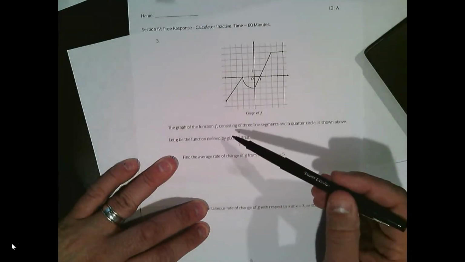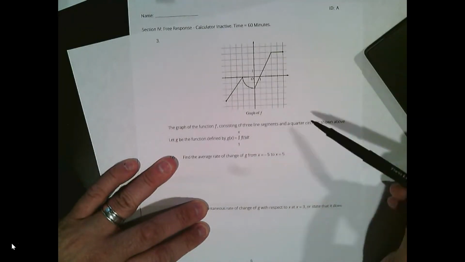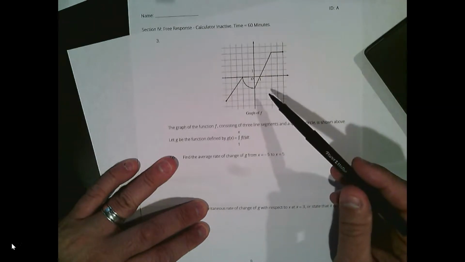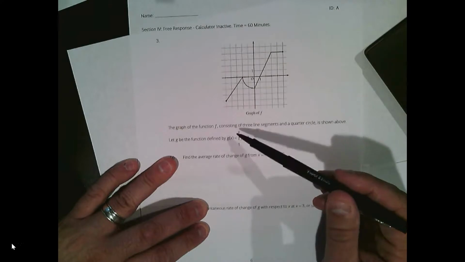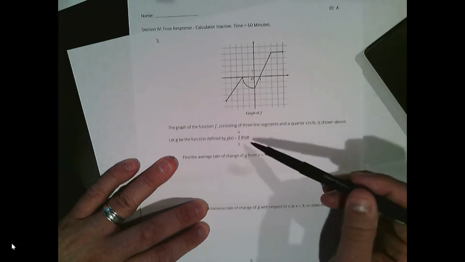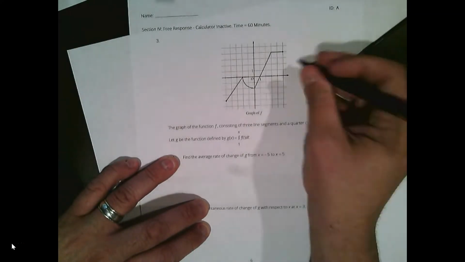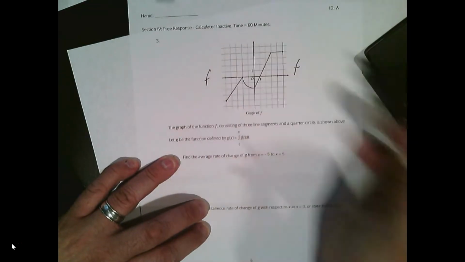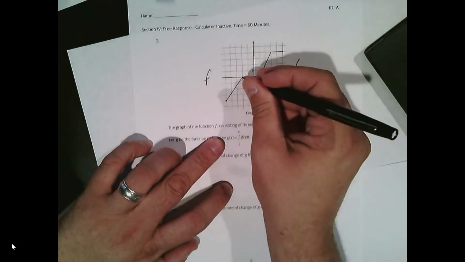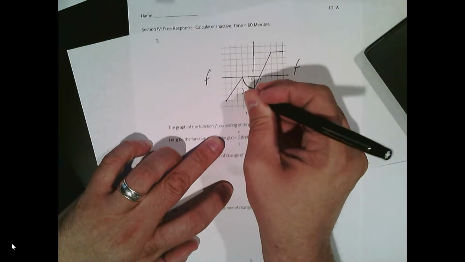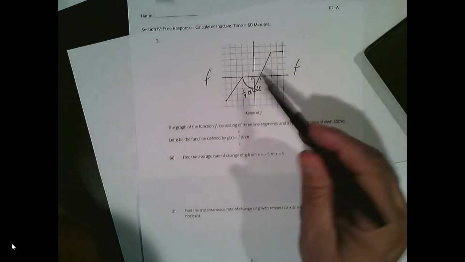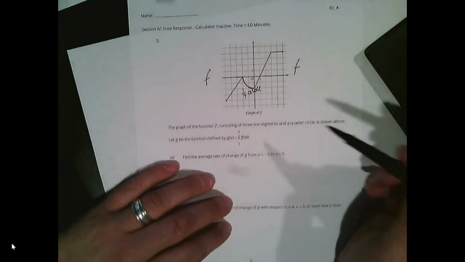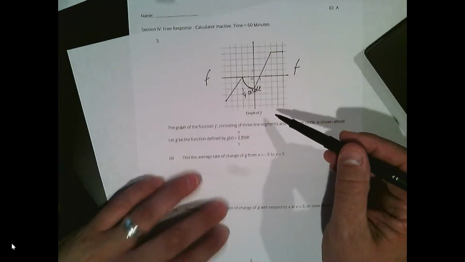The graph of the function f, consisting of 3 line segments and a quarter circle, is shown above. Let g be defined by g of x is the integral from 1 to x of f of t dt. So I want to make sure that we're clear. This is the graph of f. This piece over here is a quarter circle, and everything else is a line segment. This is everything that they've communicated to me so far in the opening to the problem.